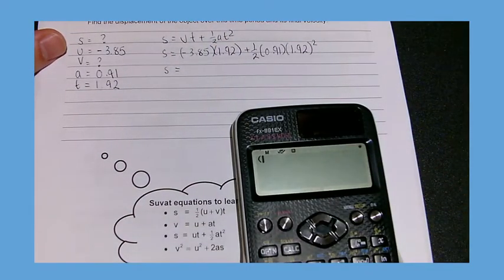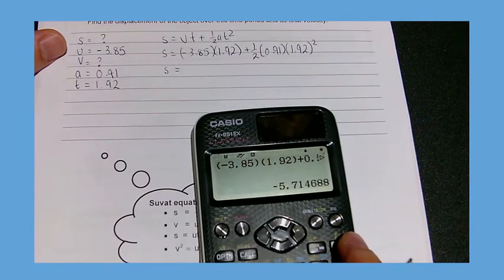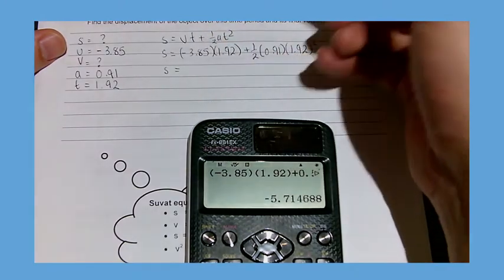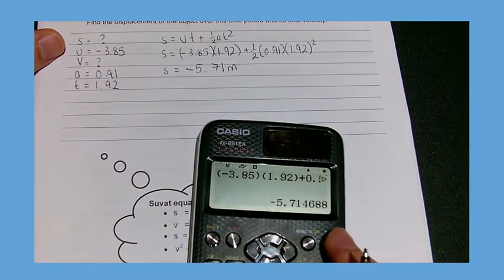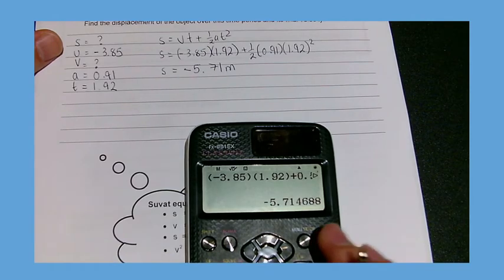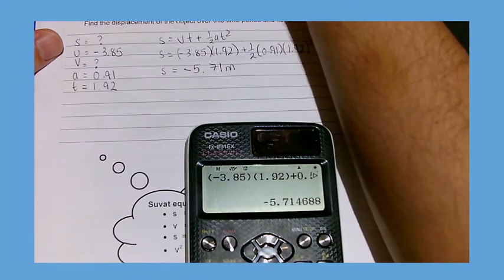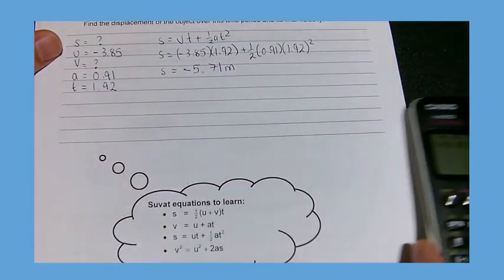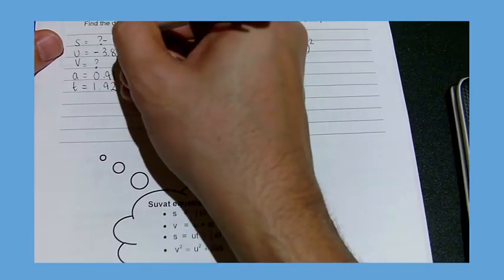If you do the calculator work, you should get a value of s to be minus 5.71 meters. Which is correct. And then we've got the final thing. We've got the displacement of minus 5.71.